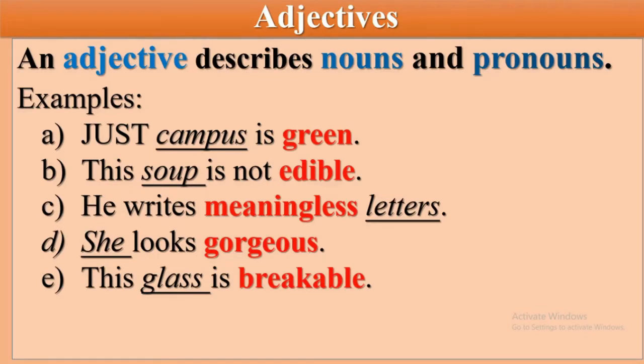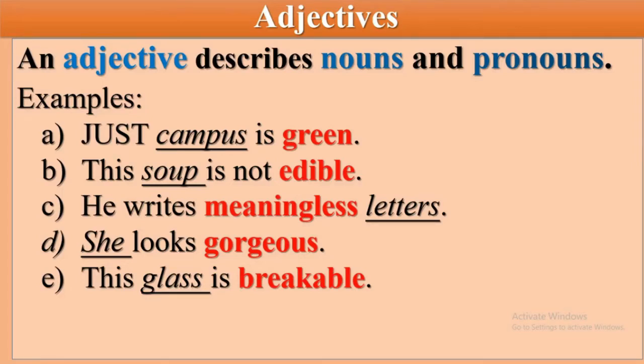Next one, this soup is not edible. So how is the soup? Not edible. How is the soup? Either it is edible or not edible. In this sentence, the word edible is describing the condition of the soup.